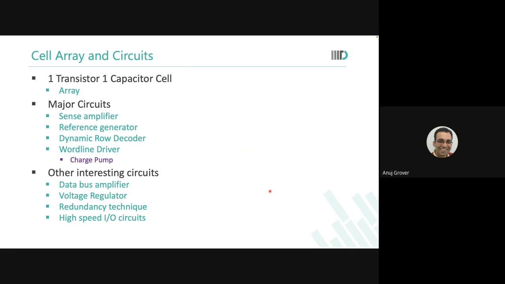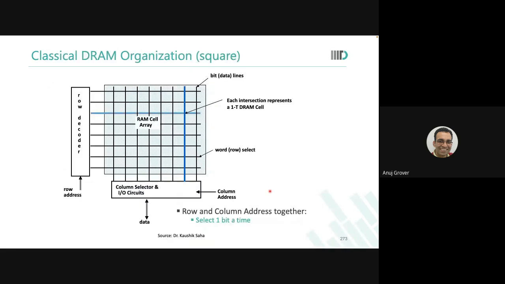Okay. Then you need voltage regulators because you're needing higher voltages, word line voltages, you need charge pumps, you need some voltage regulators around it. And you need repair mechanisms also because DRAMs are far denser than SRAMs. We talked about the repair techniques in SRAMs. Similar repair techniques you will have in DRAMs also. Okay. So this is how a DRAM organization looks like.